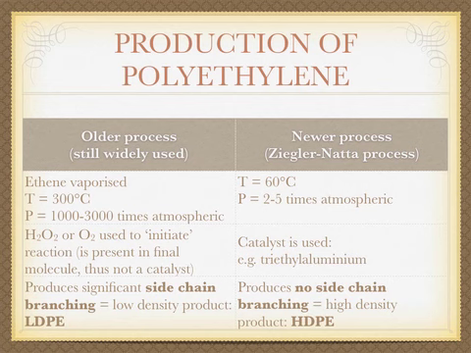The Ziegler-Natta process produces a polymer with no side chain branching. This means that neighbouring molecules can pack very closely together, which gives it a high density. This is abbreviated HDPE for high density polyethylene.